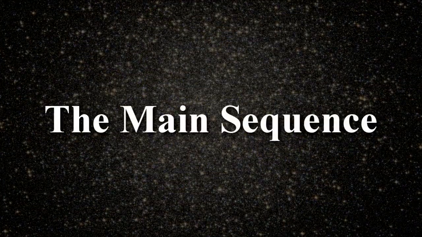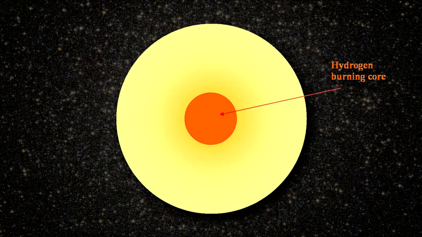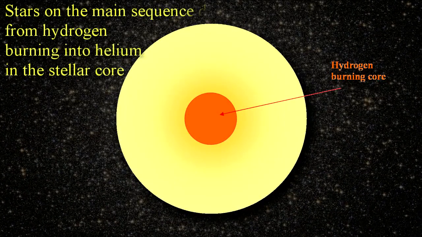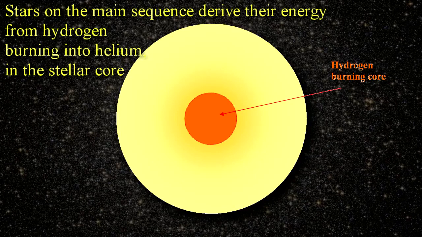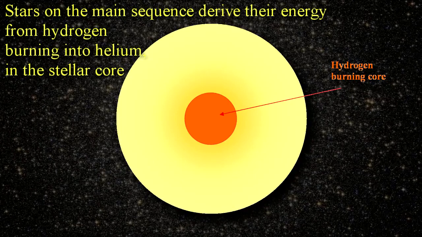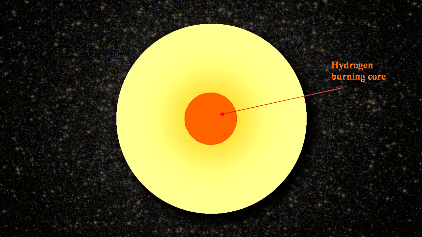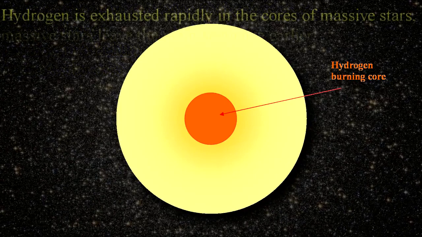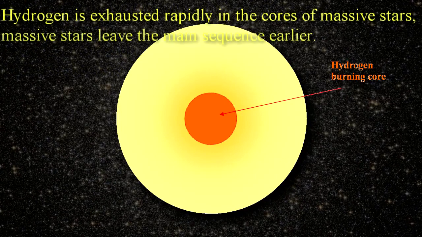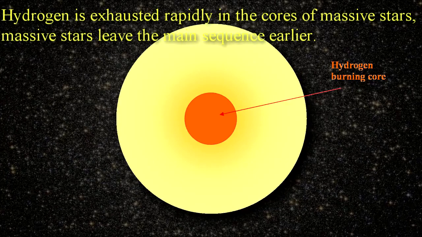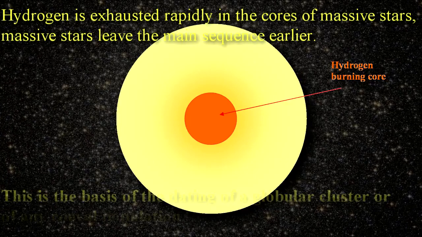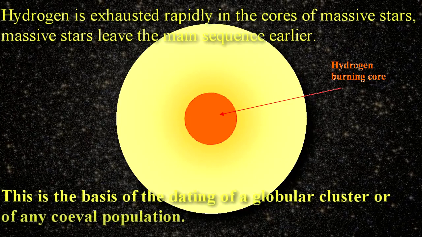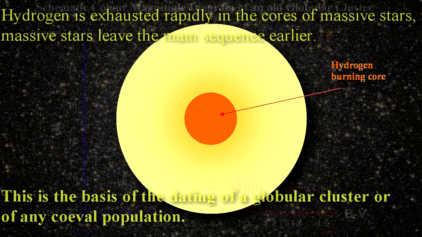One of the key features of a globular cluster is its main sequence, extending from the turn-off to fainter magnitudes and redder colors. Stars on the main sequence derive their energy from hydrogen burning into helium in the stellar core. In the cores of more massive stars, hydrogen is exhausted more rapidly, therefore massive stars leave the main sequence earlier and at brighter magnitudes. This is the basis of the dating of a globular cluster or of any coeval population.